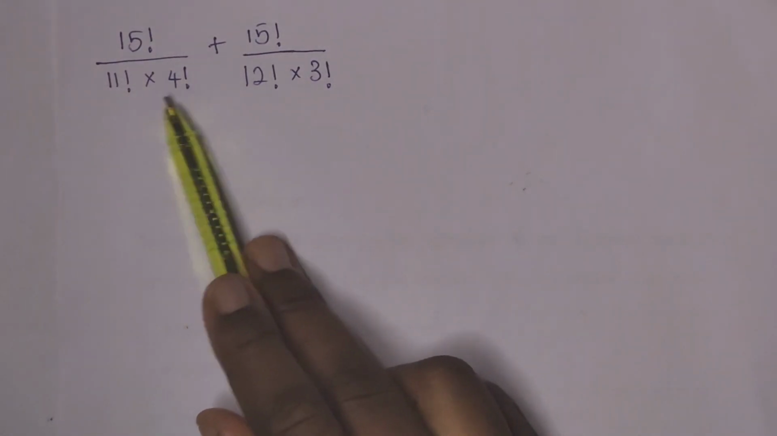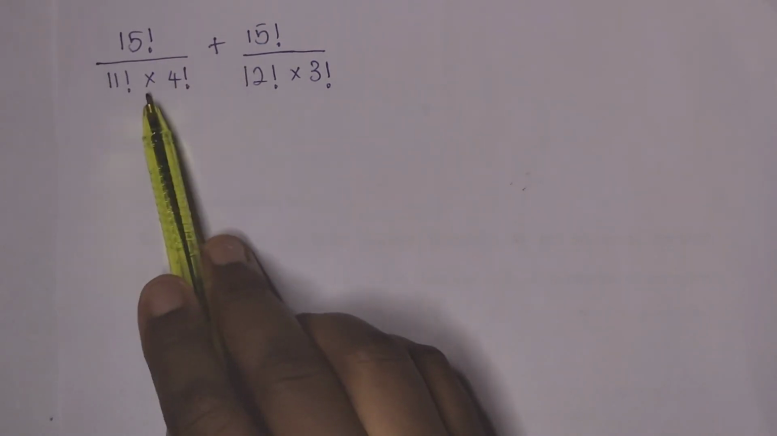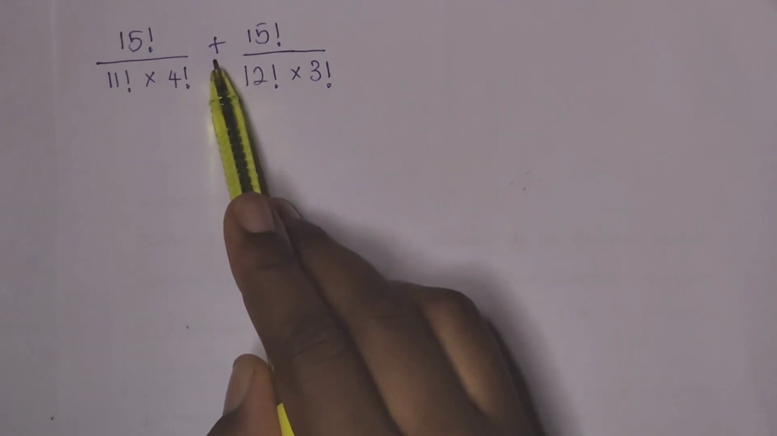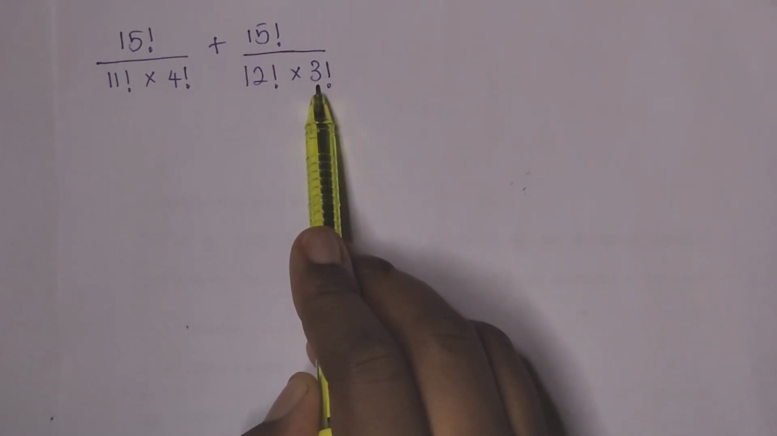So we want to resolve this factorial problem. We have 15 factorial all over 11 factorial times 4 factorial, plus 15 factorial all over 12 factorial times 3 factorial.